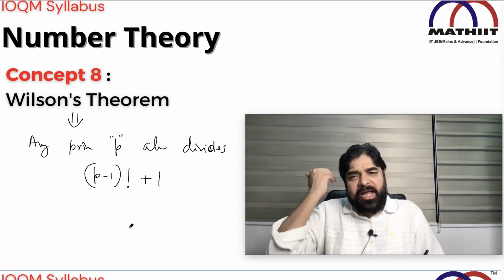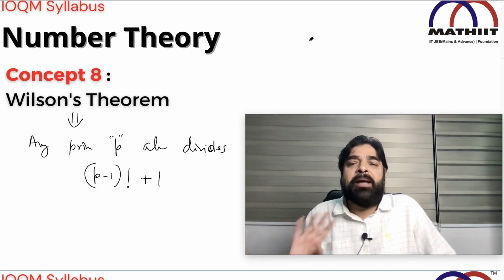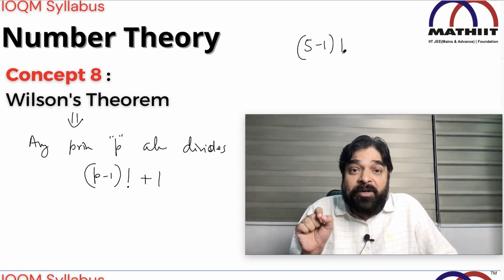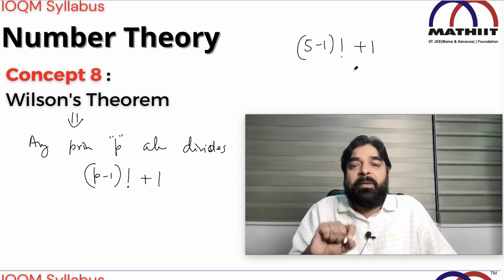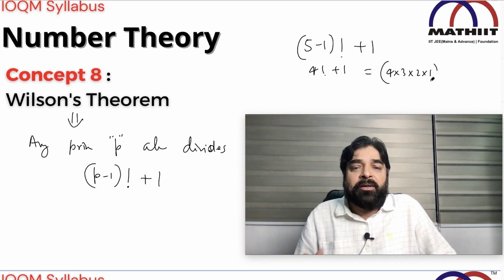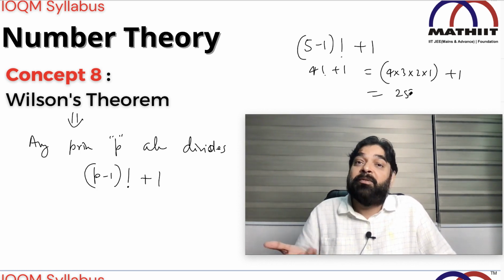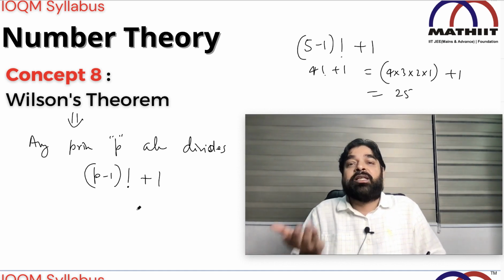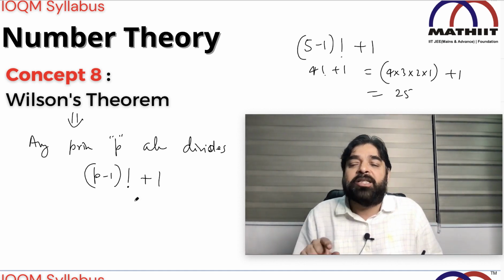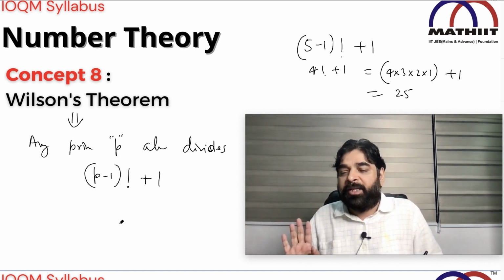Any prime P, you take any prime. Mr. Wilson says that 5 minus 1 factorial plus 1 will be divisible by 5. Let's verify. 5 minus 1 means 4. 4 factorial plus 1. You know how much 4 factorial will come? 4 into 3 into 2 into 1 plus 1. This is 24. 24 plus 1 is 25. See, it is divisible by 5. That's what Wilson told: any prime P always divides P minus 1 factorial plus 1.